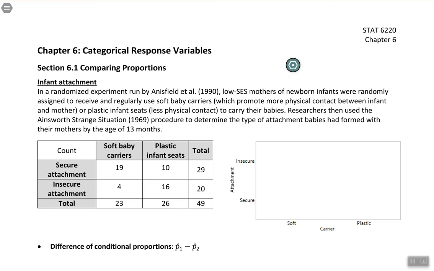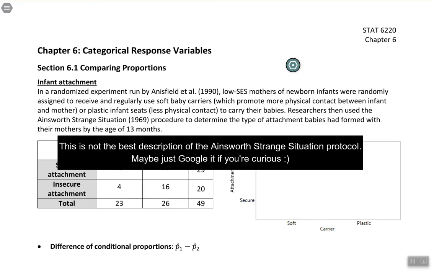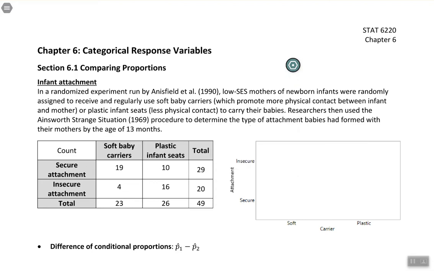This is a protocol where researchers observe babies and their mothers as the mother comes in and as the mother leaves and as strangers enter the room and things like that, and they see how the babies respond. Okay, so the explanatory variable is the type of baby seat, which was randomly assigned. And then the response is what type of attachment. We're treating this as just secure or insecure, so putting them into two categories for the response variable.